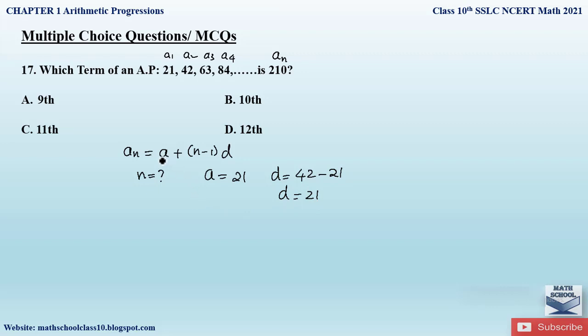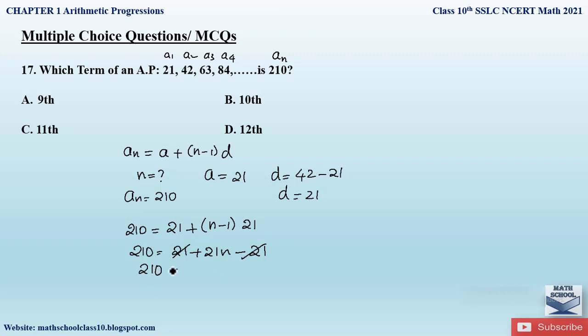So now let us substitute in the equation or formula. So the AN value is given as 210, right? So substituting, 210 equal to A, which is 21, plus N, which we have to find out. So N minus 1 into D, which is 21. So 210 equal to 21 plus 21 into N is 21N. Then we have a minus sign here. So minus 21 into 1 is 21. So you can see plus 21 and minus 21 will get cancelled.